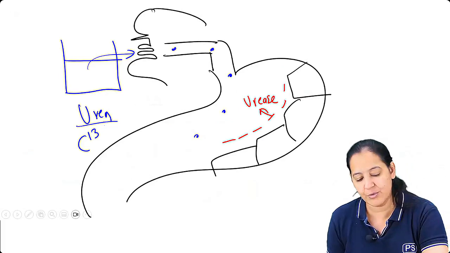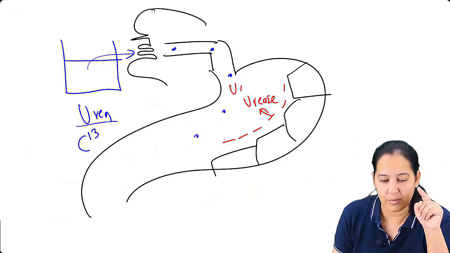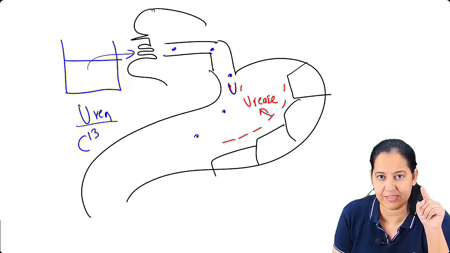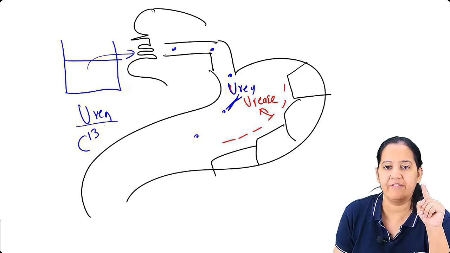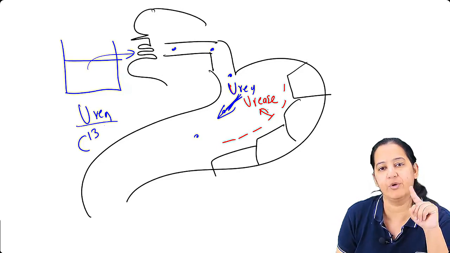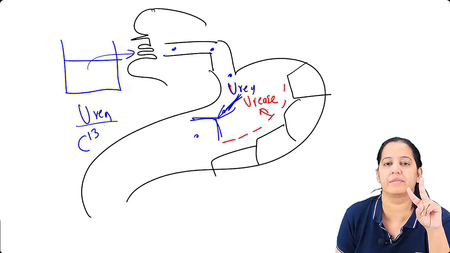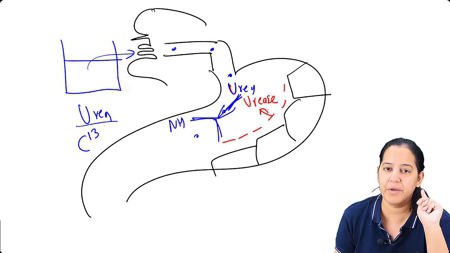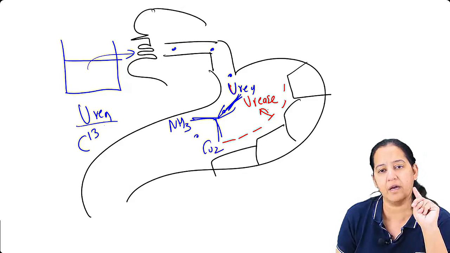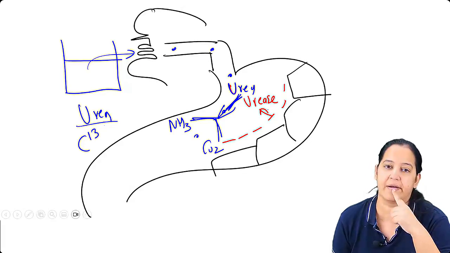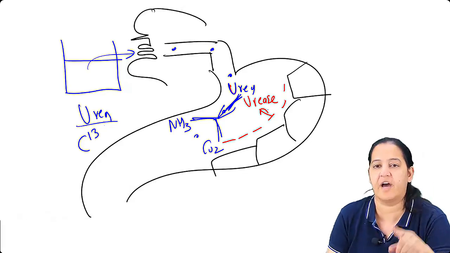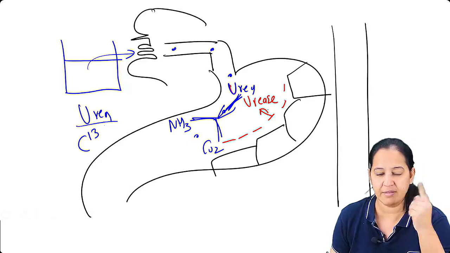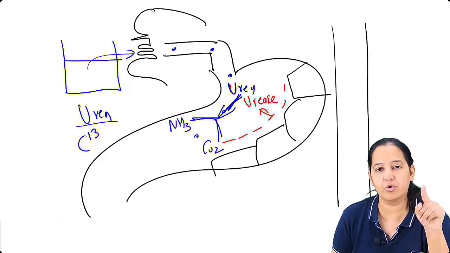So what will this urease do? It will split and degrade the urea into two components. Number one, ammonia. Number two, carbon dioxide. Urease is coming from the bacteria. Both ammonia and carbon dioxide are end products, and they both will go into the blood.